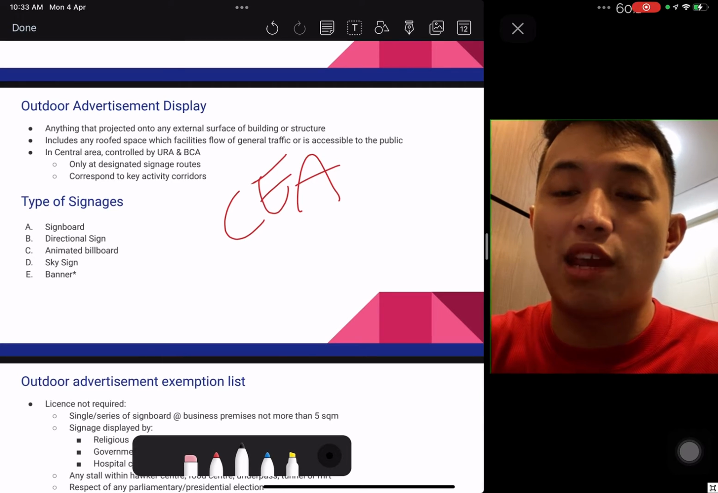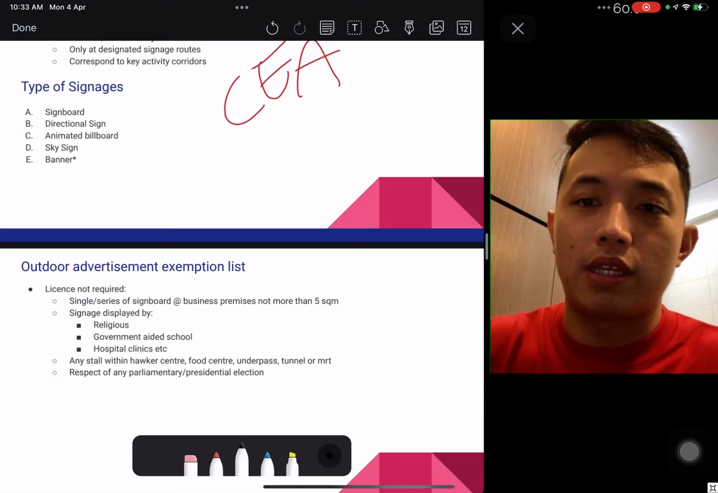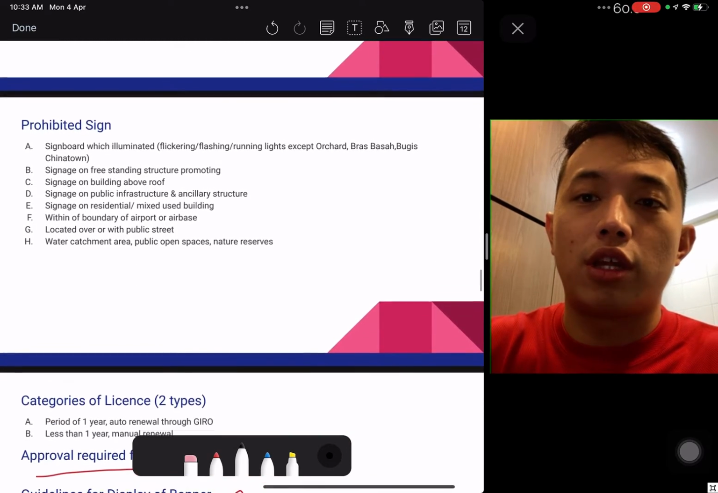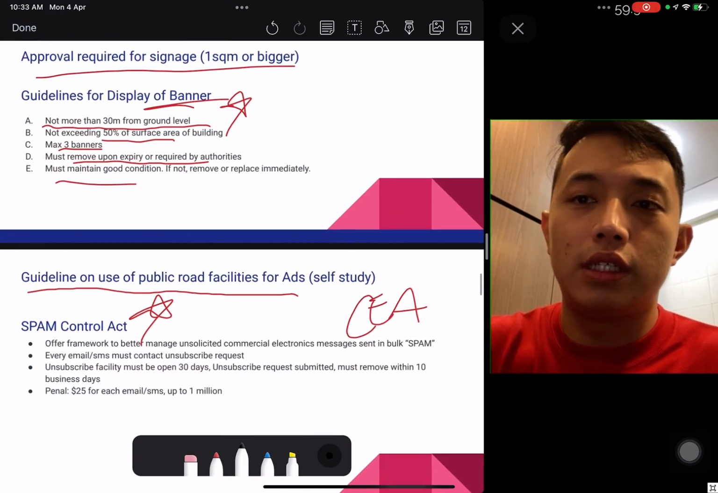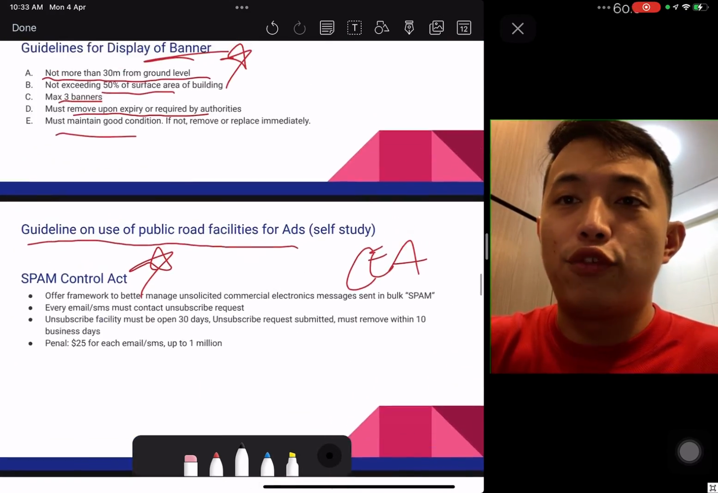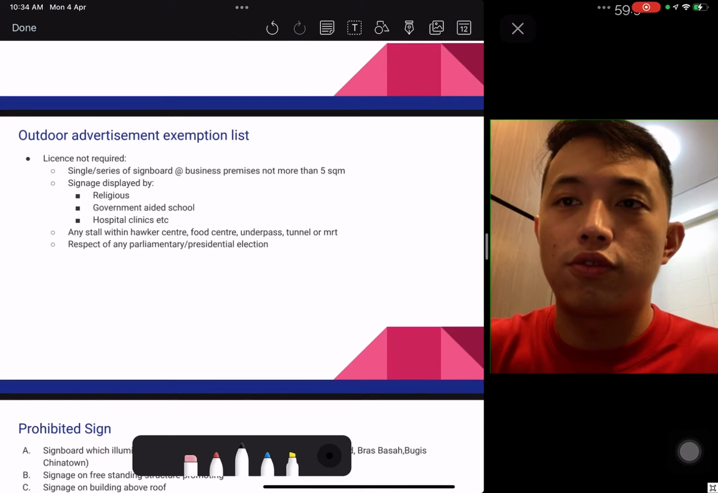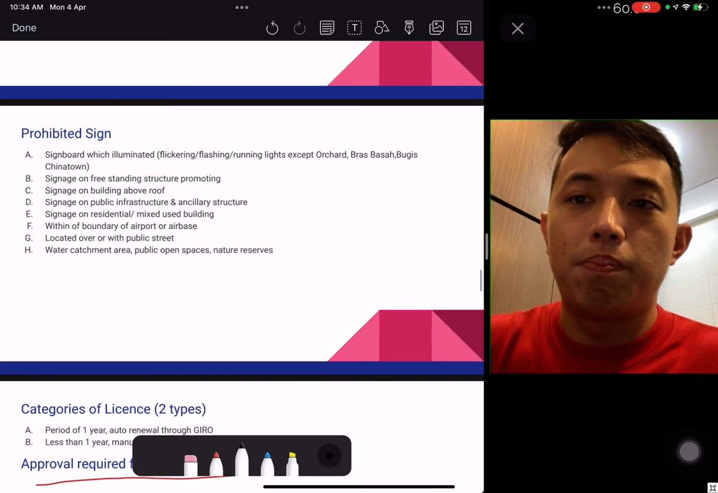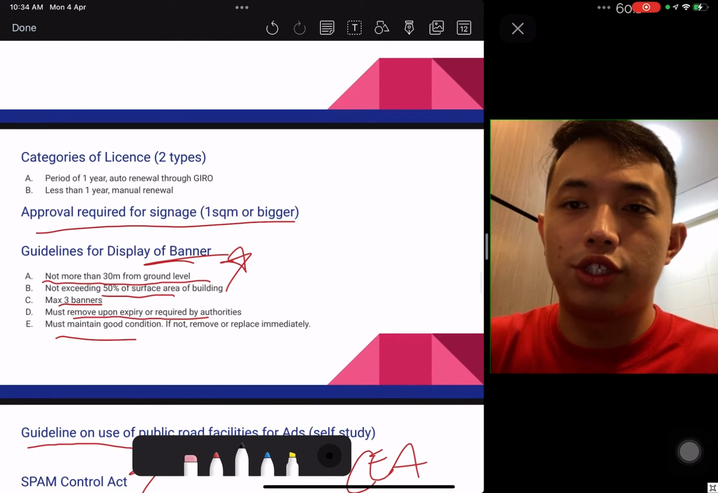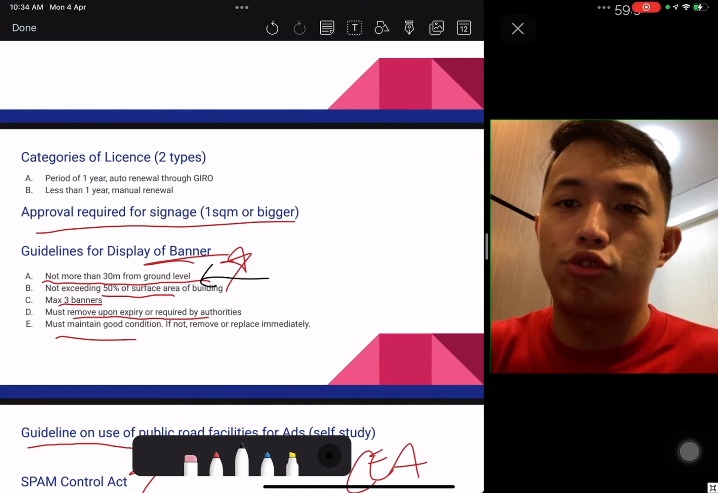This is the CEA website under the Advertisement Act. Okay, practice. So this one I will not go through anymore. I will just proceed with all these banners. If you need any screenshot, let me know. I will pause for a second for you to pause the video to watch it if you want to. Okay, this was ever tested. Banners must not be more than 30 meters from ground level, not more than 50%, maximum 3 banners on one property.